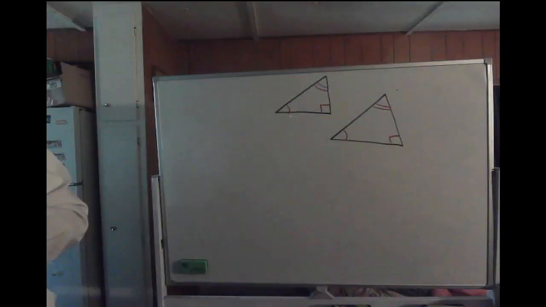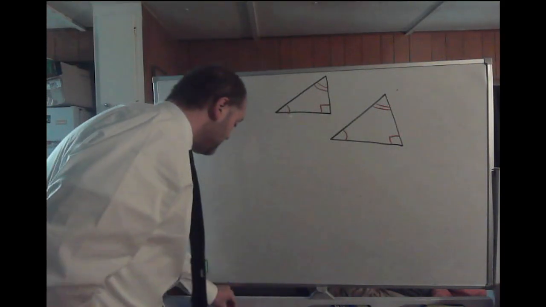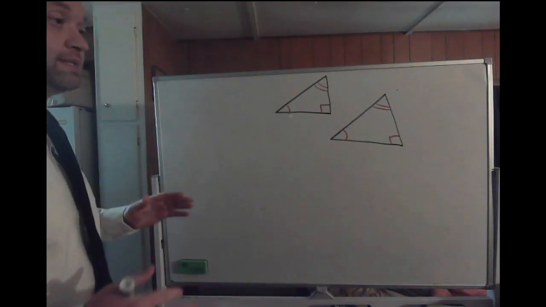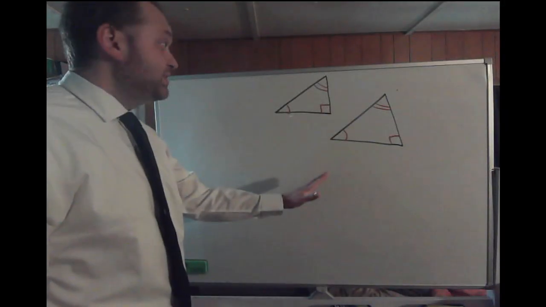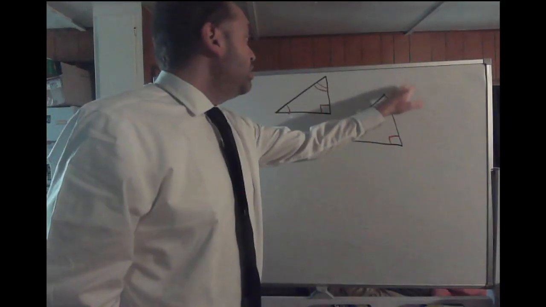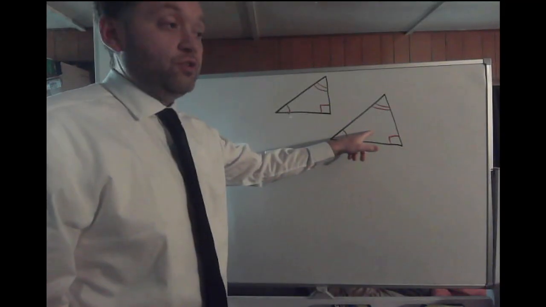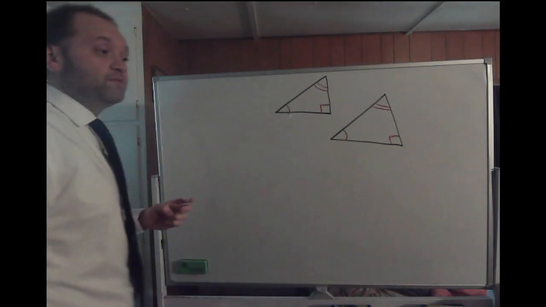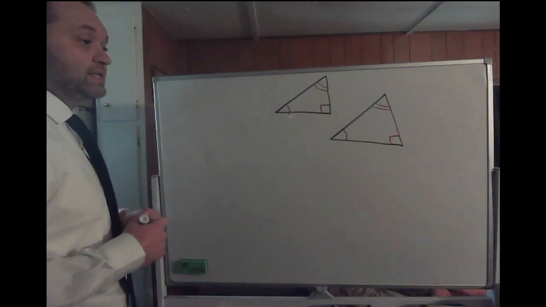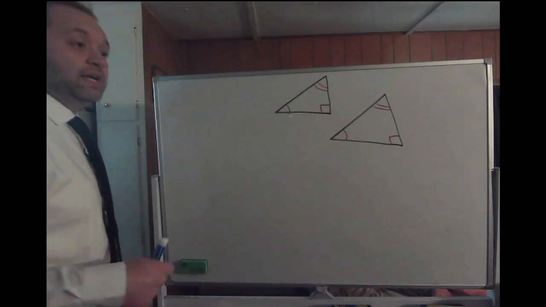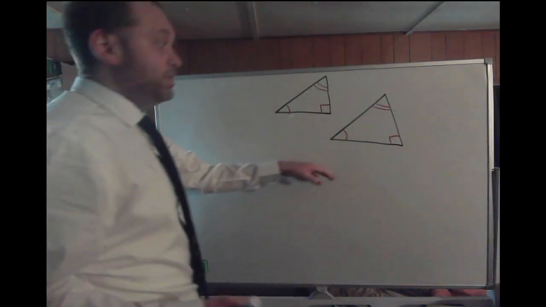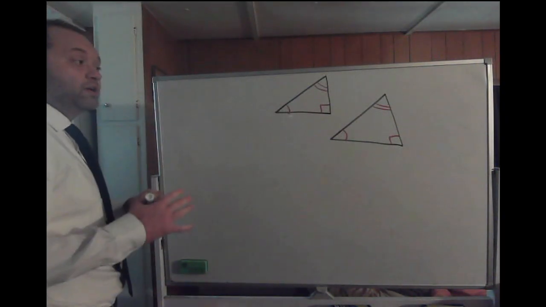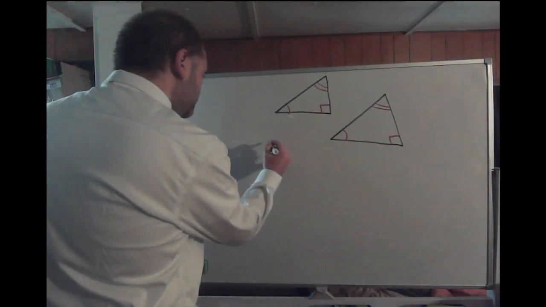Now, let's see here. Can we deduce a congruence? We know nothing about the sides in this case. They don't give us anything about the sides. All we know for sure is that all the angles are congruent, but there's no method for only angles proving congruent. Later on in the course, we'll get to what's called similar triangles. If we were on that part, we could prove the triangles were similar, but we couldn't prove them congruent.